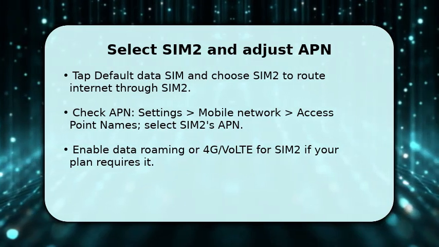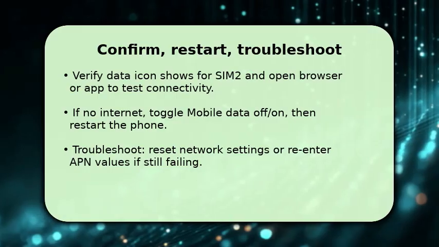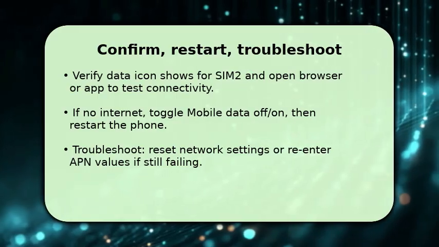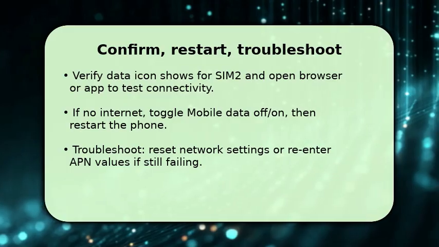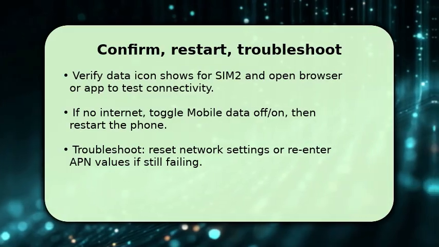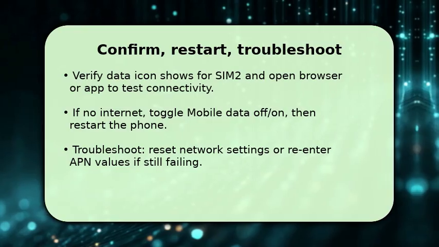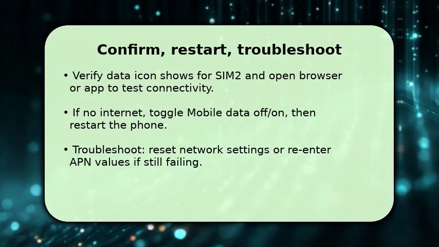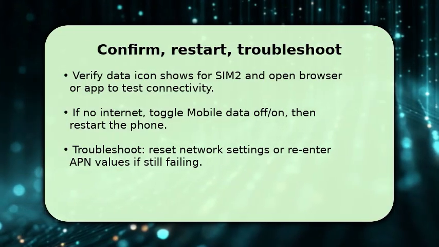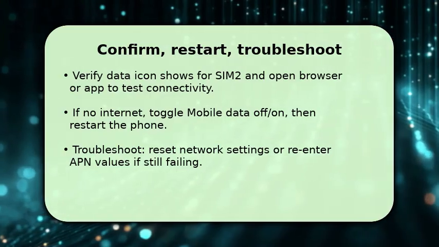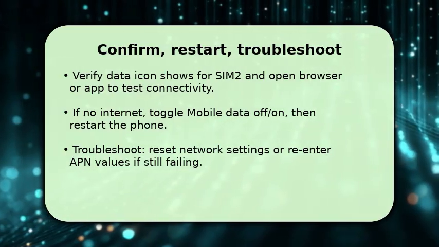Finish by confirming the data icon corresponds to SIM2 and then test by opening a browser or an app that uses internet. This proves the change worked. If you don't get connectivity, toggle mobile data off and then restart the phone to clear temporary conflicts. Make sure to monitor speeds briefly to ensure APN applied.